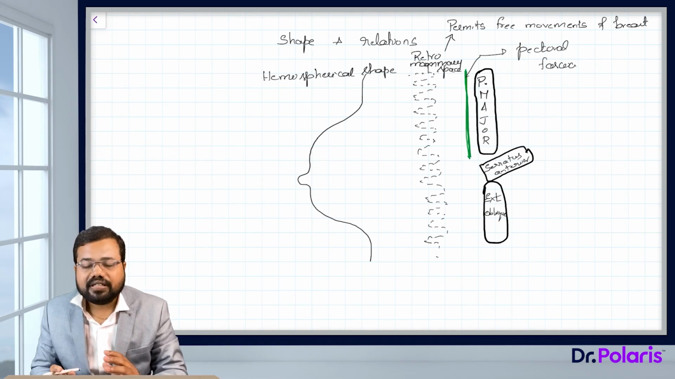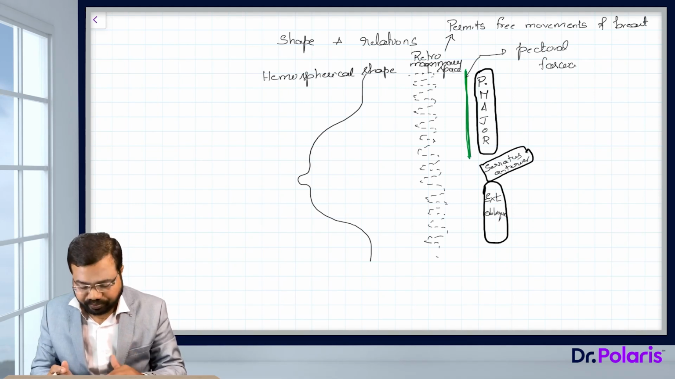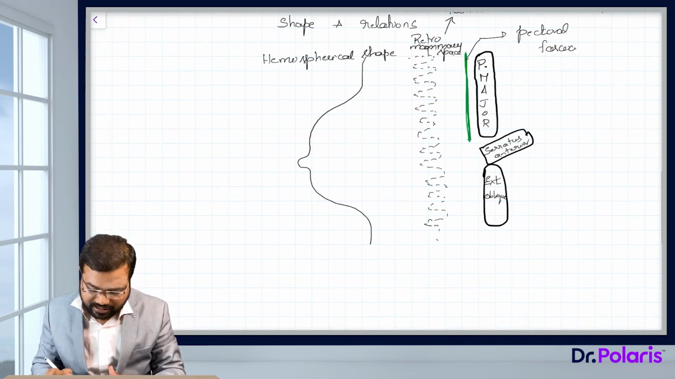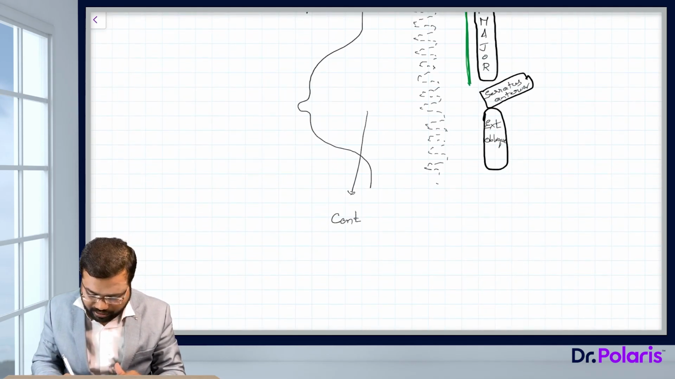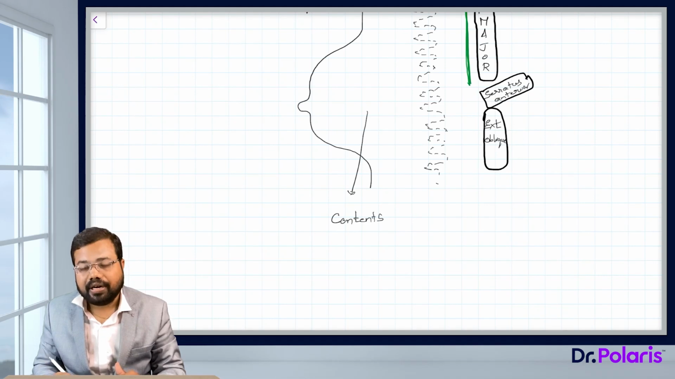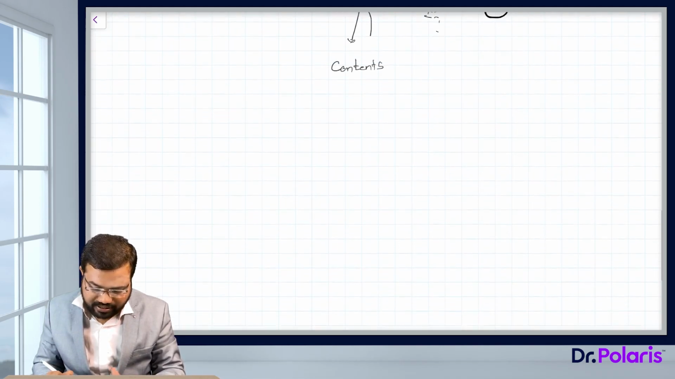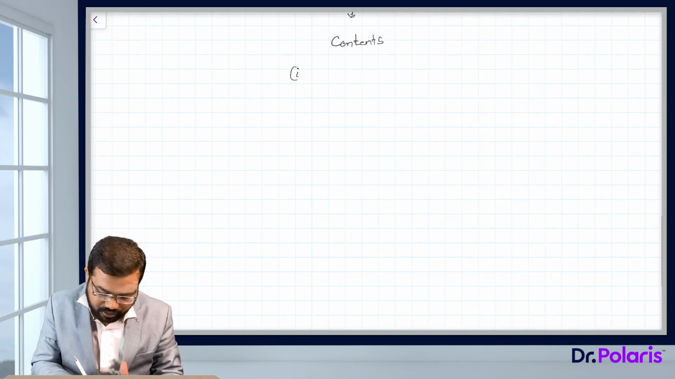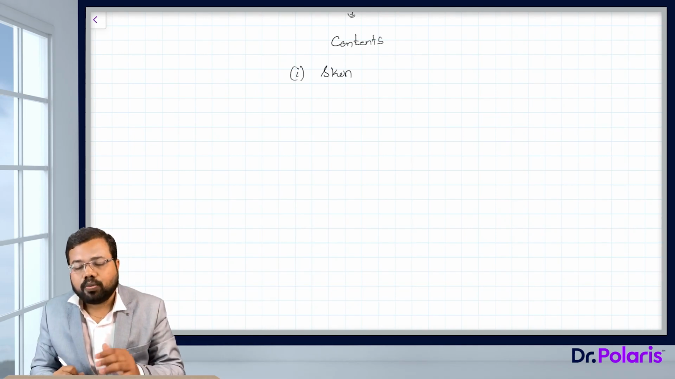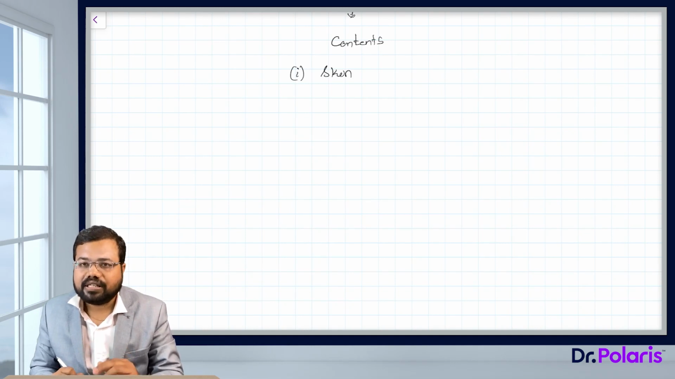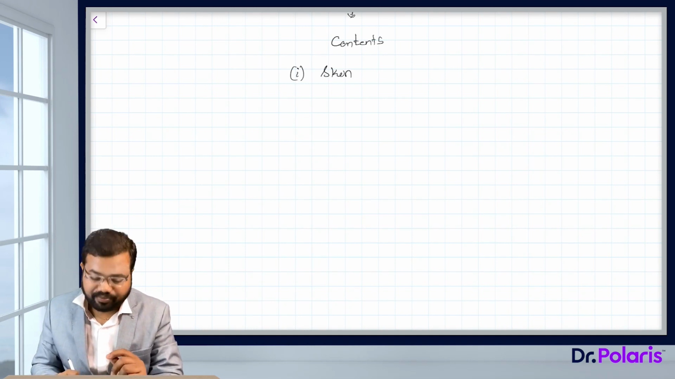Once after completing these, now we'll be shifting towards the next part of the breast, that is the actual content of the mammary gland. So what is present inside the contents? In that, we will discuss three subheadings. The first content is skin. The second one is stroma, and the third one is parenchyma. So three things are present deep inside the breast. First, we will discuss the skin.